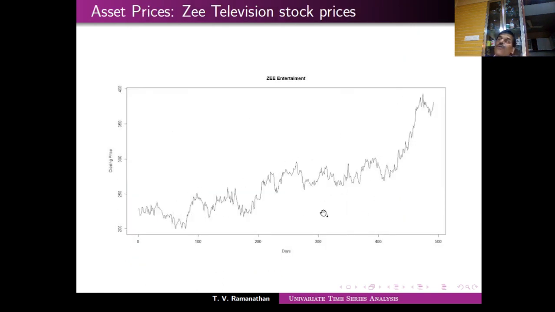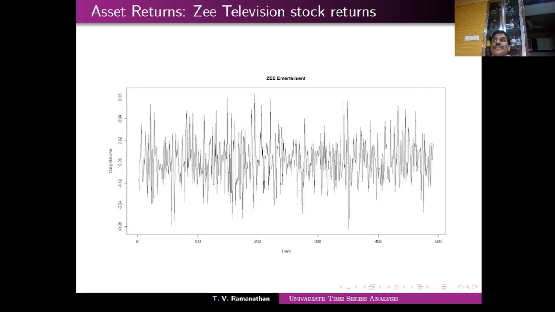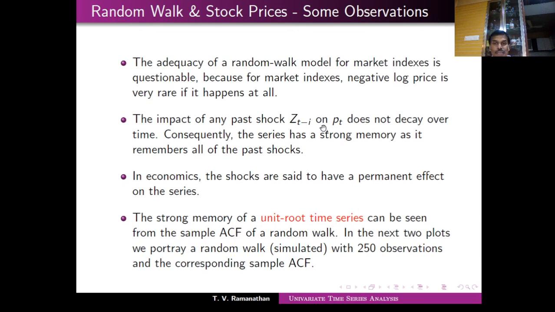Memory in the sense that the autocorrelation function doesn't vanish. For most stationary series, the autocorrelation function vanishes after some time, in a geometric manner or at an exponential rate. Whereas in this case it doesn't vanish, which means that it memorized what had happened long back. In economics, the shocks are said to have a permanent effect. If you give a shock and that has a long-term effect, then we call such a series long memory.